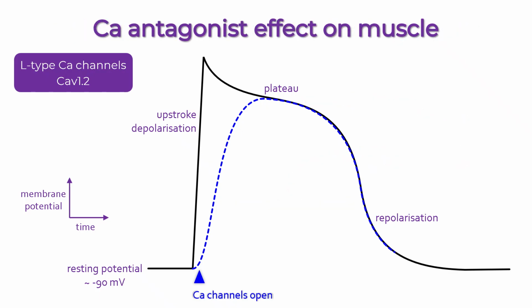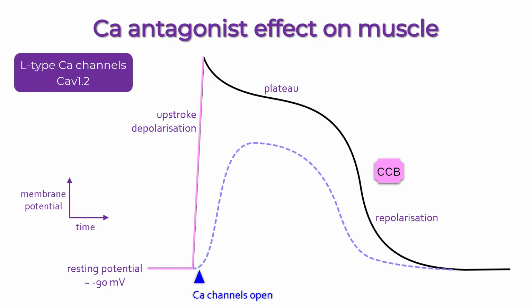When a calcium channel blocker is present, the action potential starts normally, with the rapid upstroke caused by sodium entry. But the depolarization is less effective at opening L-type calcium channels, so they contribute a smaller inward depolarizing current. As a result, the plateau phase is smaller and shorter, leading to reduced calcium influx into the cell.